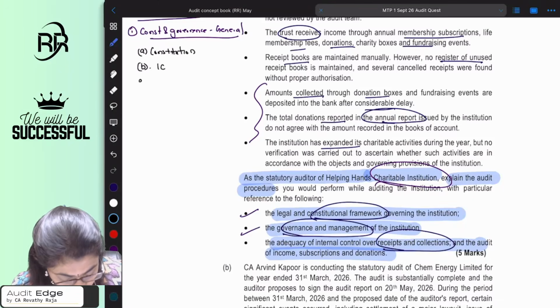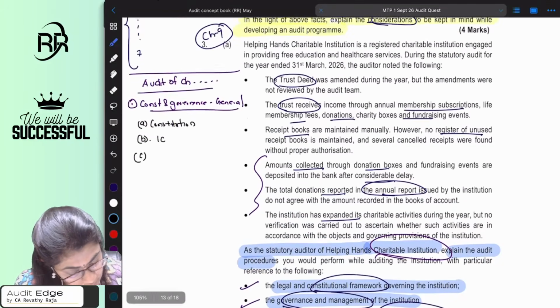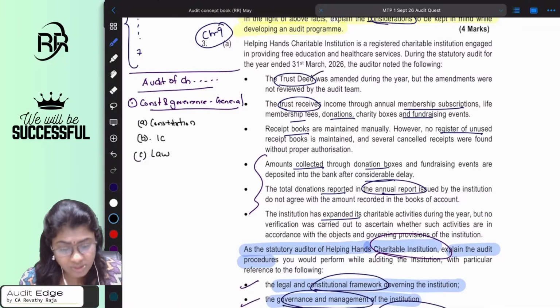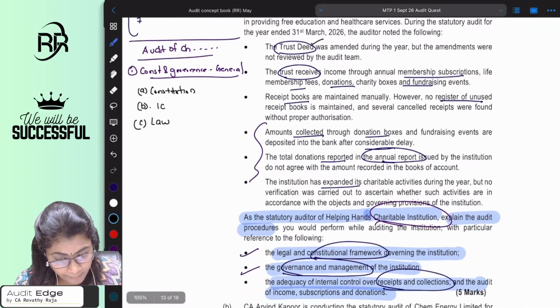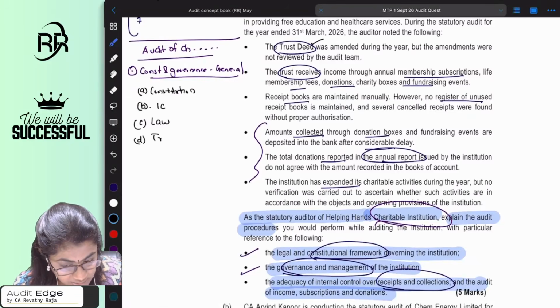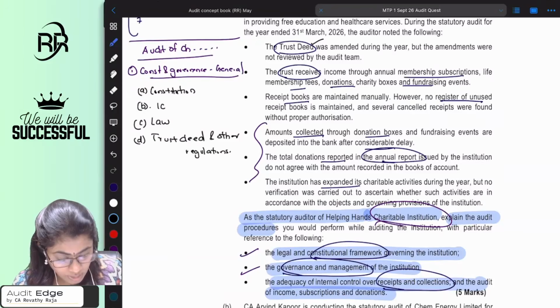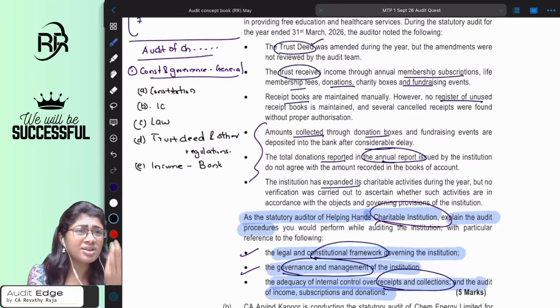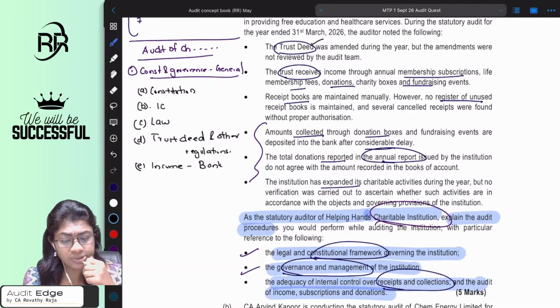Now, you have to verify the bylaws such as trust deed, etc. Bylaws means the internal laws. Then you have to verify the trust deed and other regulations. Then whether the income has been deposited into the bank regularly. So you'll see the constitution, internal control, laws affecting the trust deed, and also whether the income received is properly deposited into the bank.